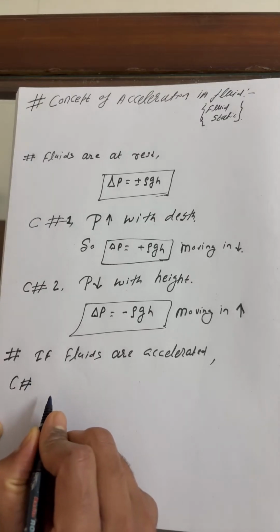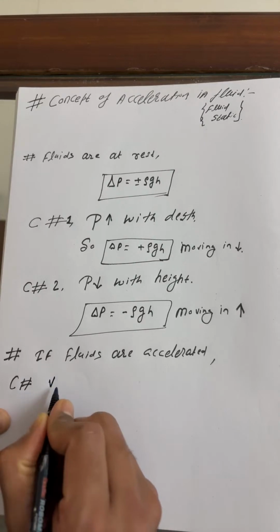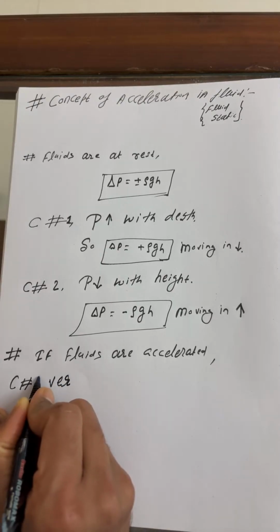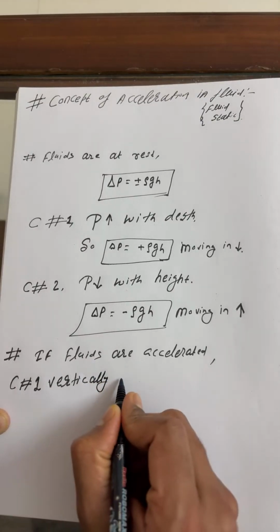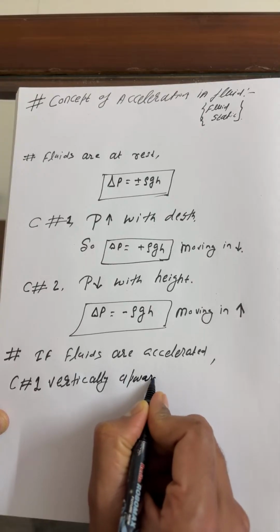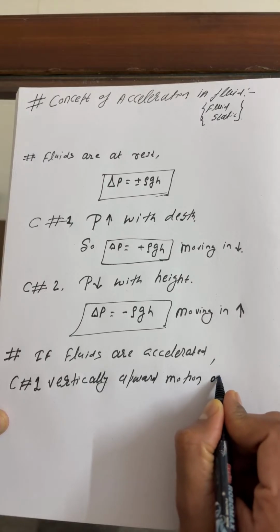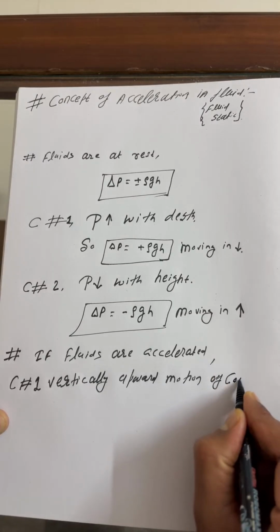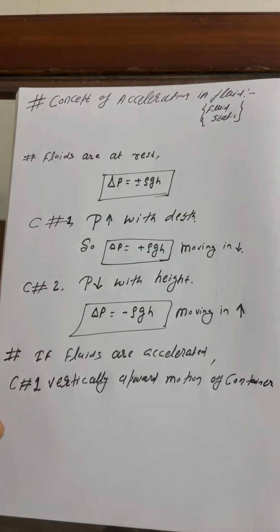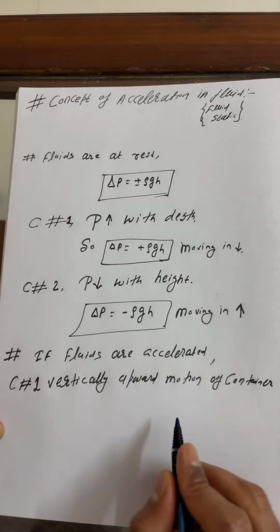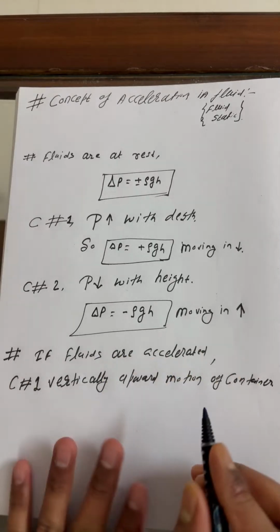Case one is the motion of the container in the vertically upward direction. So this is vertically upward motion of the container. Okay, fine. So, students, I'll go slowly. Just listen to me carefully, and you can connect easily.